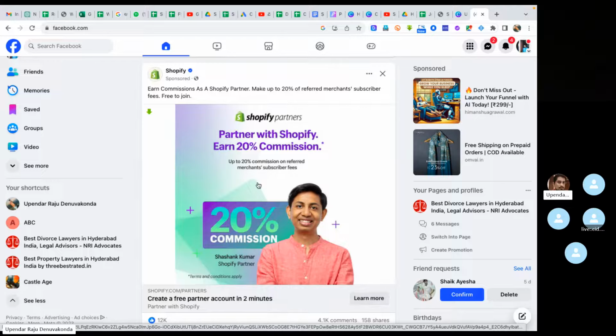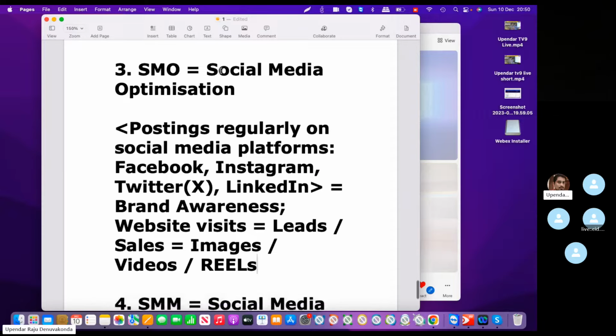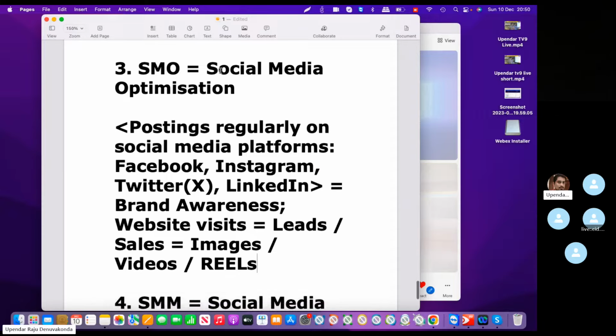That's the most important thing to understand. Social media would play a key role in promoting your business online, through Facebook, Instagram, Twitter, and LinkedIn. And you shouldn't miss out on posting images, videos, and reels on the social media platforms.